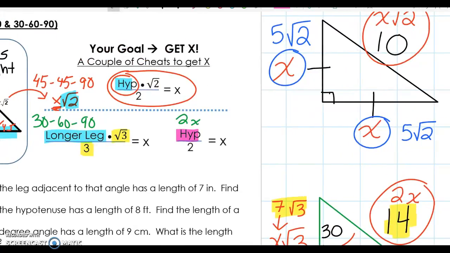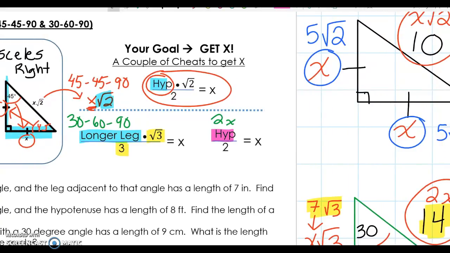So in a 45, 45, 90, if you have the side that is x square root of 2, your hypotenuse, you're going to multiply by the square root of 2 over 2 to get your x value. For a 30, 60, 90, if you have your hypotenuse, you're going to divide by 2. Because remember, your hypotenuse is 2x. And if you divide by 2, you're going to get just x, the shortest side. And for your 30, 60, 90, if you're given the longer leg, which is your x radical 3, you're going to multiply by the square root of 3 over 3, and that's going to give you x. So those are your 3 little cheats, and we're going to have another video where you can practice those out.